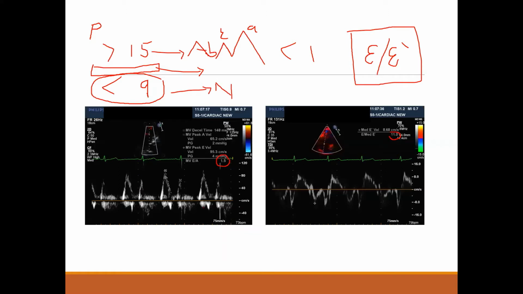So it might be pseudo-normal and it might be normal, because it's in the gray area. So you have to look further. If it's more than 15, it's abnormal. If it's less than 9, it's normal.